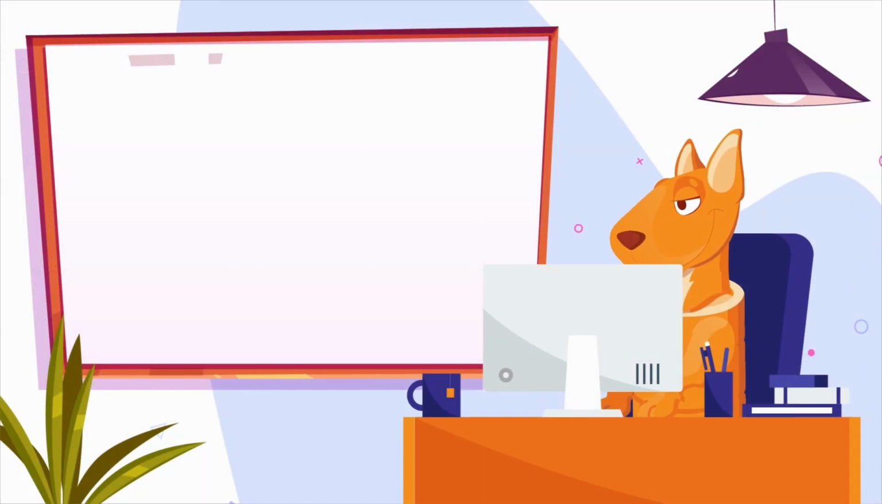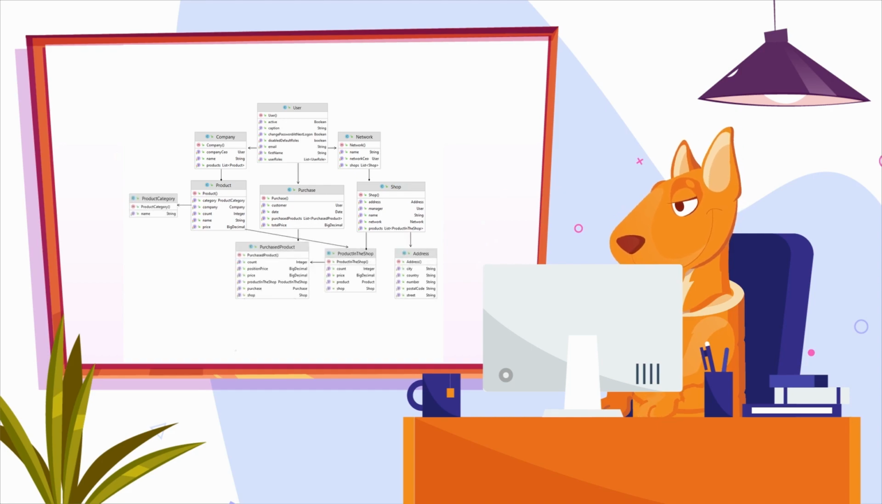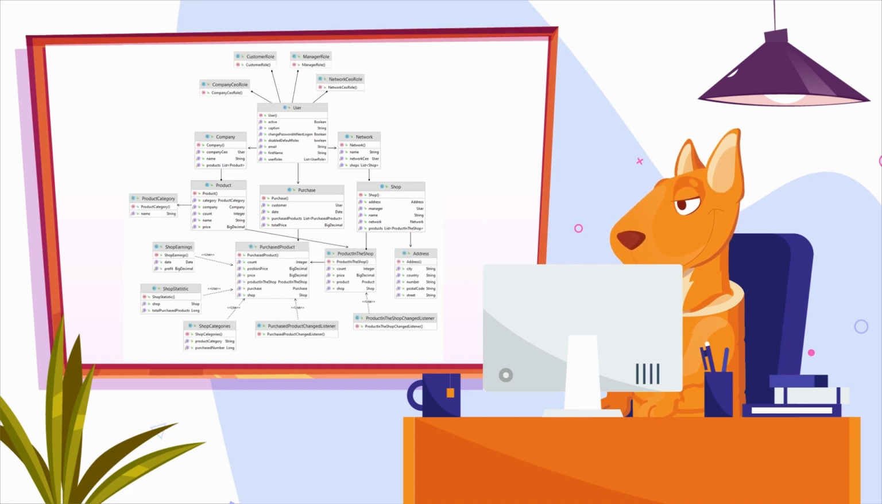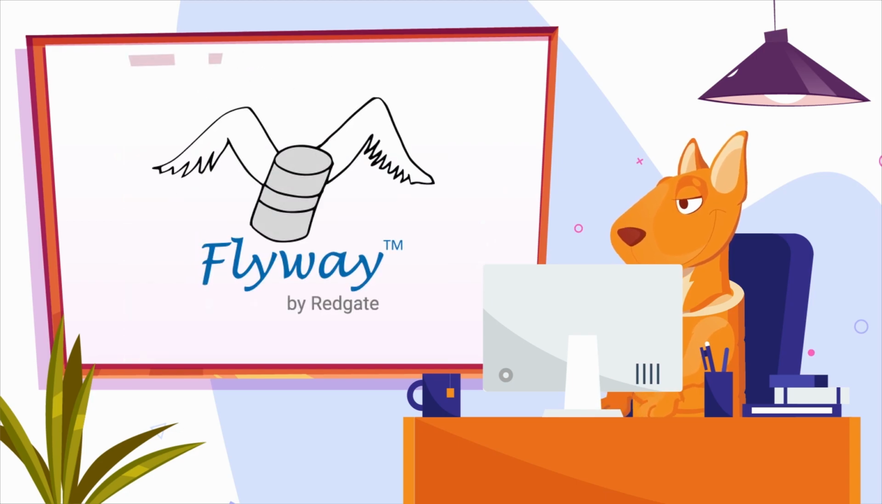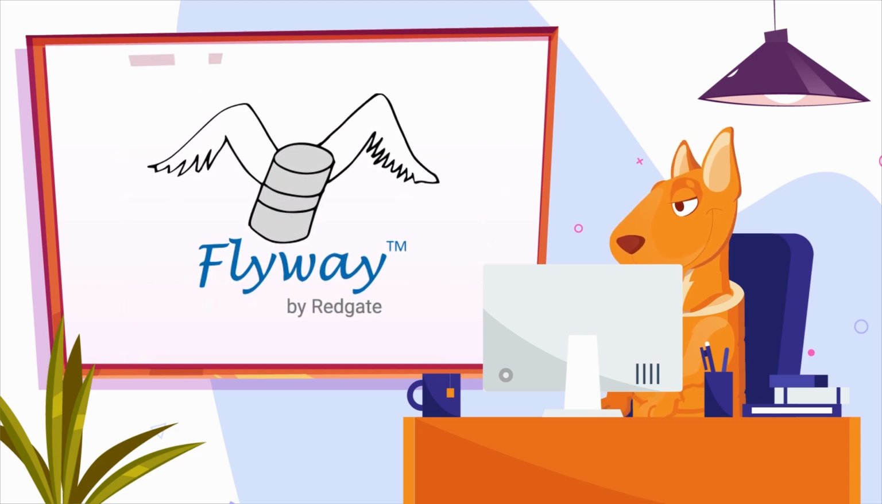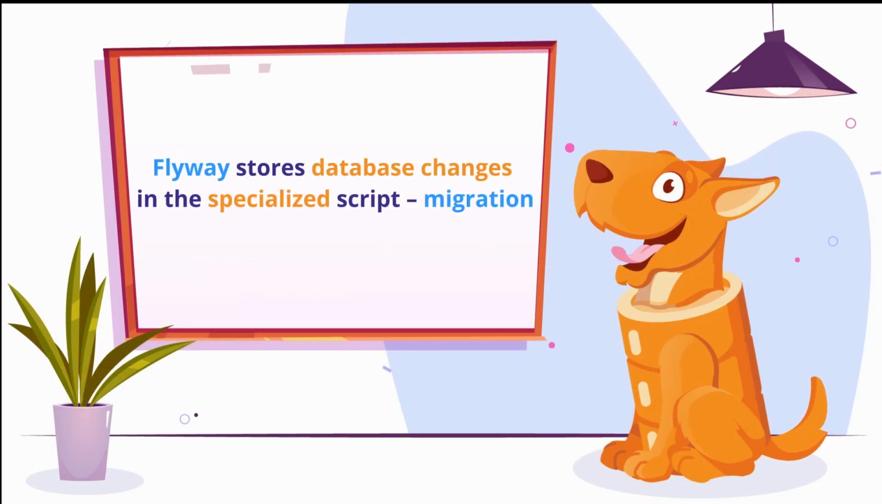During development, the application JPA data model evolves. Therefore, the database evolves along with it. To manage database versioning, there are specialized solutions. Flyway is one of the most popular ones. It stores database changes in a specialized script called a migration.